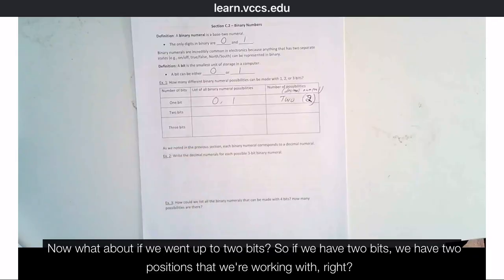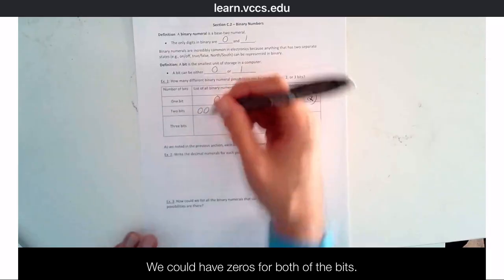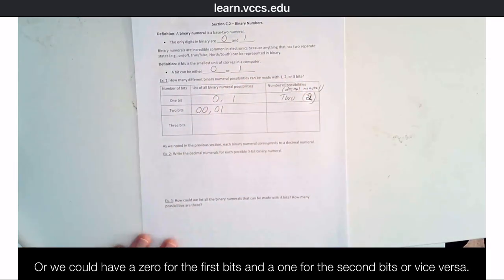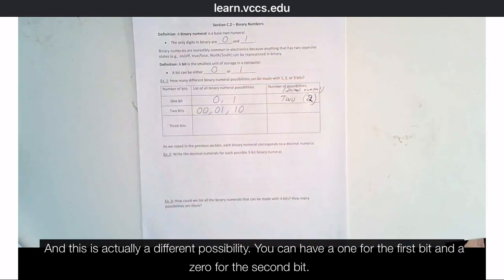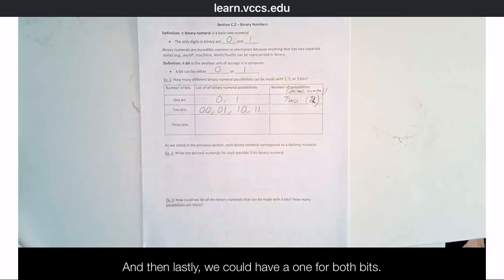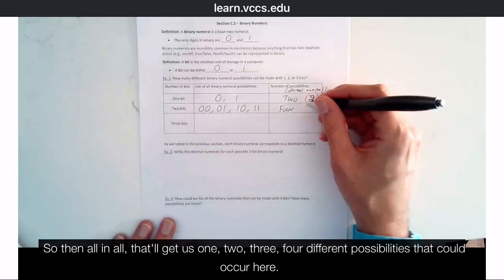Now, what about if we went up to 2 bits? So if we have 2 bits, we have 2 positions that we're working with, right? So let's think about all the different things that could take place in those positions. We could have zeros for both of the bits. Or we could have a 0 for the first bit and a 1 for the second bit, or vice versa. And this is actually a different possibility. You could have a 1 for the first bit and a 0 for the second bit. And then lastly, we could have a 1 for both bits. So all in all, that'll get us 1, 2, 3, 4 different possibilities that could occur here.